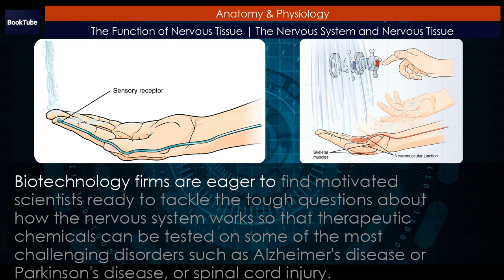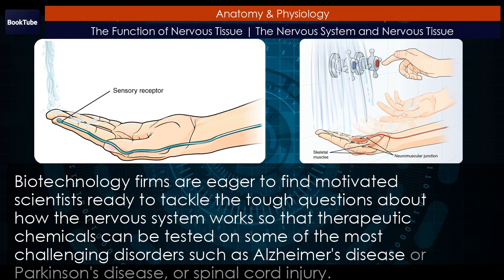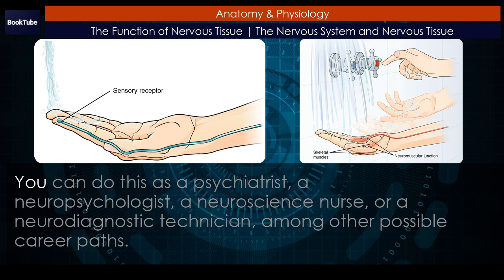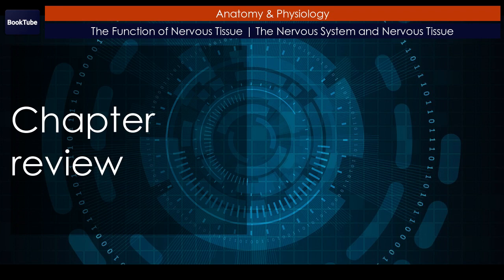Biotechnology firms are eager to find motivated scientists ready to tackle the tough questions about how the nervous system works so that therapeutic chemicals can be tested on some of the most challenging disorders such as Alzheimer's disease, Parkinson's disease, or spinal cord injury. Others with a medical degree and a specialization in neuroscience go on to work directly with patients, diagnosing and treating mental disorders. You can do this as a psychiatrist, a neuropsychologist, a neuroscience nurse, or a neurodiagnostic technician, among other possible career paths. Chapter Review.